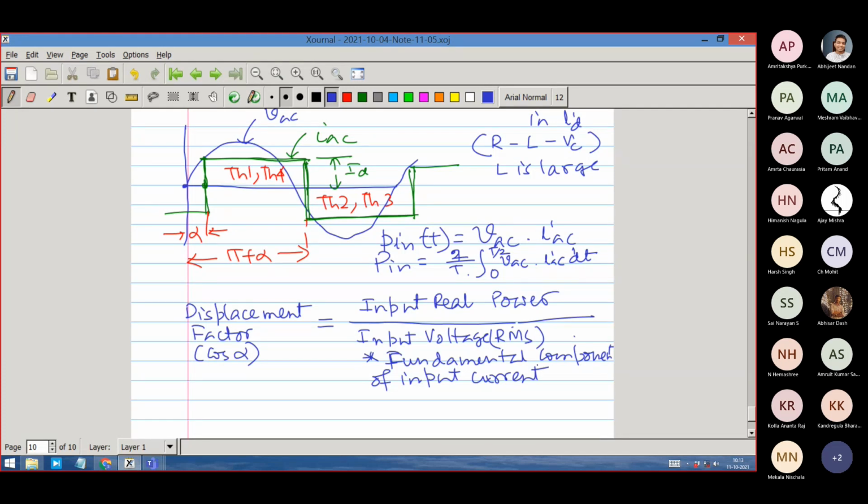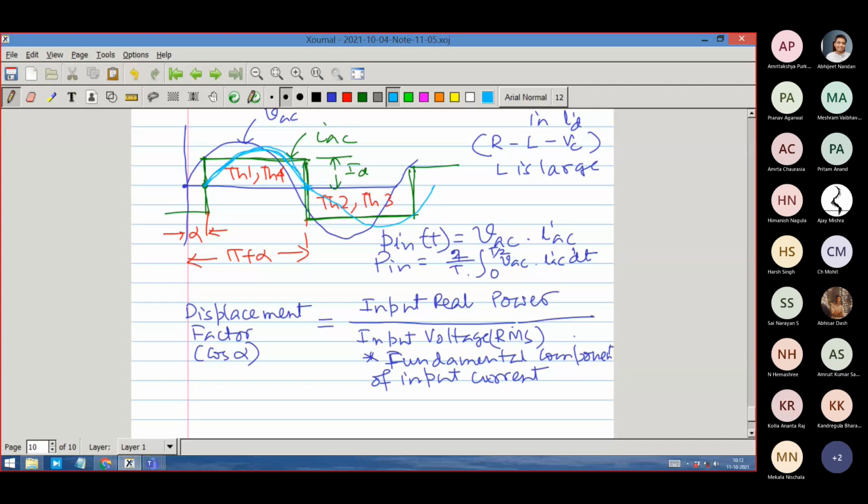Now, where is the fundamental component of input current? Qualitatively, it is here. This is the AC component of the current. Fundamental means it has the same frequency as the original waveform. So this is the fundamental component.